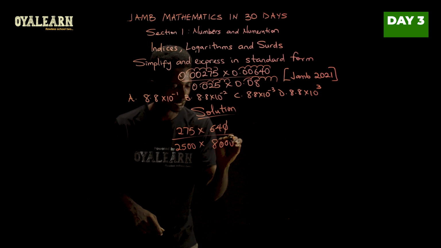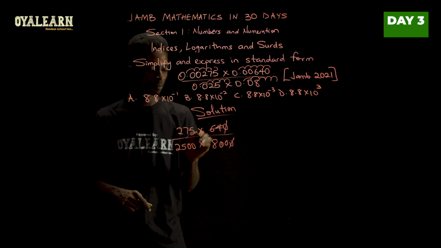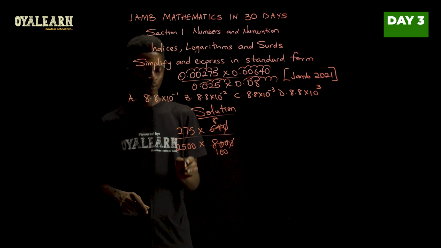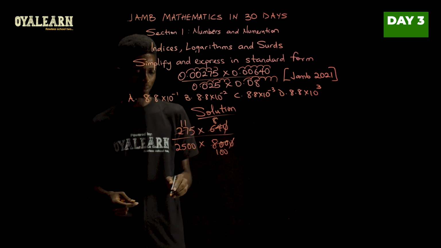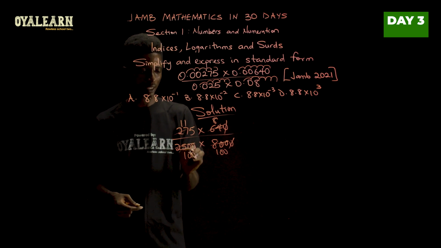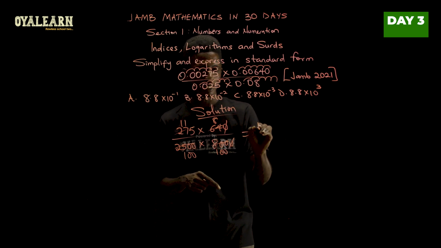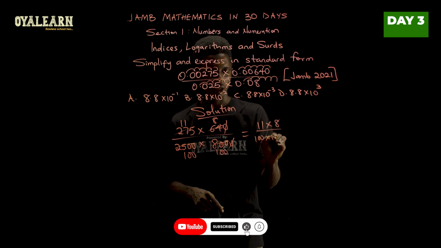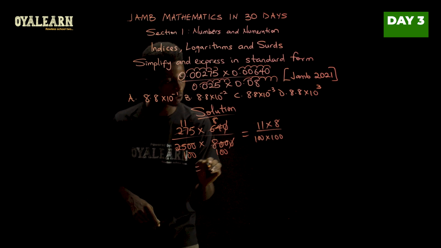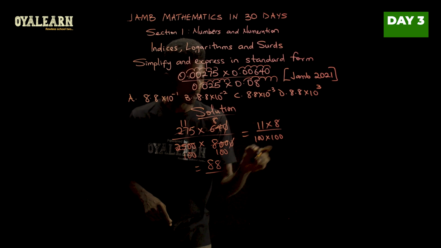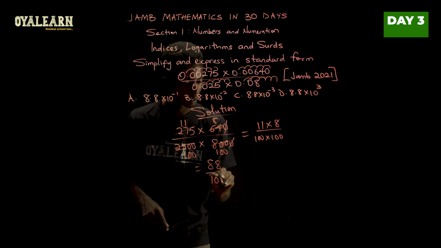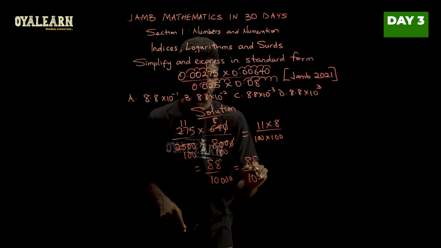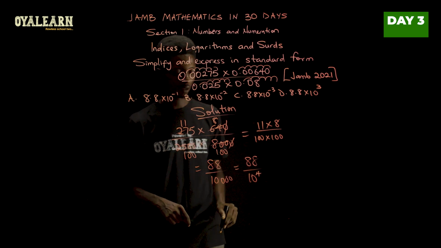Filling up this space. Now 0 cancels 0. And then 8 here is 8. 8 here is 100. 25 goes here 11 times. 25 goes here 100 times. So what we have is 11 times 8 over 100 times 100. Now, this would give us 88 over 10,000, which can be written as 88 over 10 raised to the power of 4.